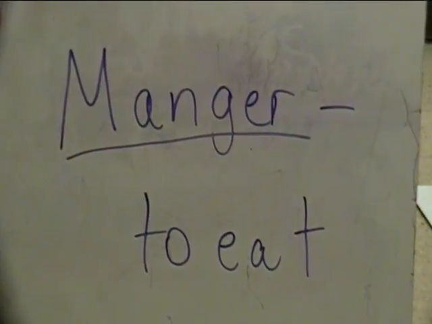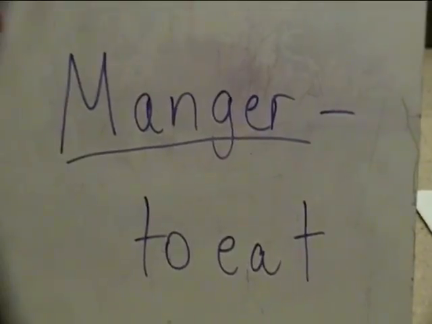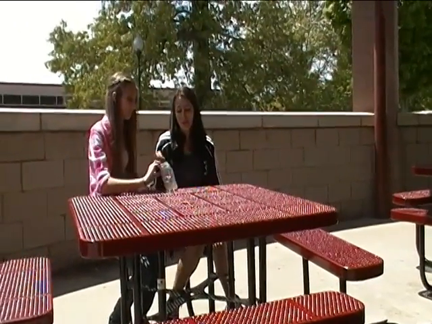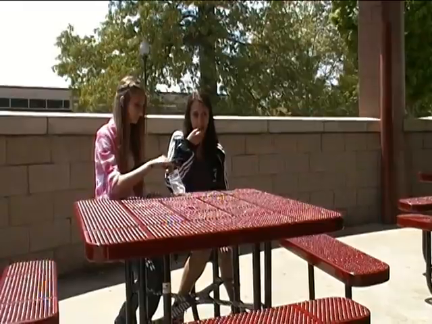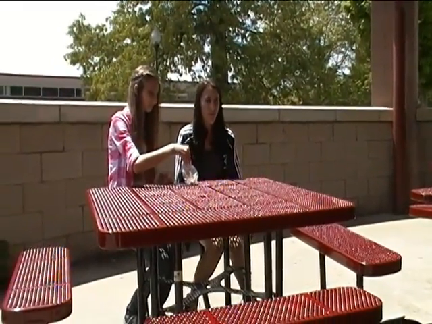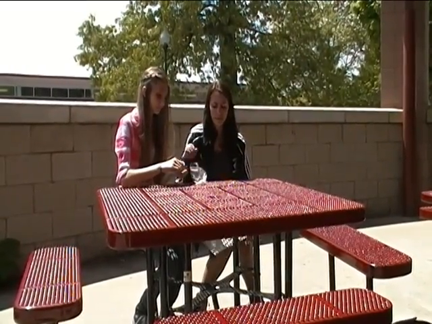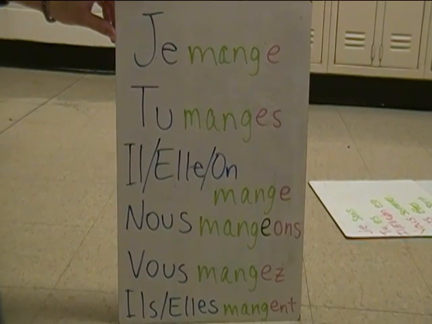We will use manger, or to eat, as our example for ER verbs. I eat with my friend. Now, to say that in French, you need to take off the ER and leave the stem of manger, which is M-A-N-G, and add the appropriate ending. These are the pronouns with their endings.